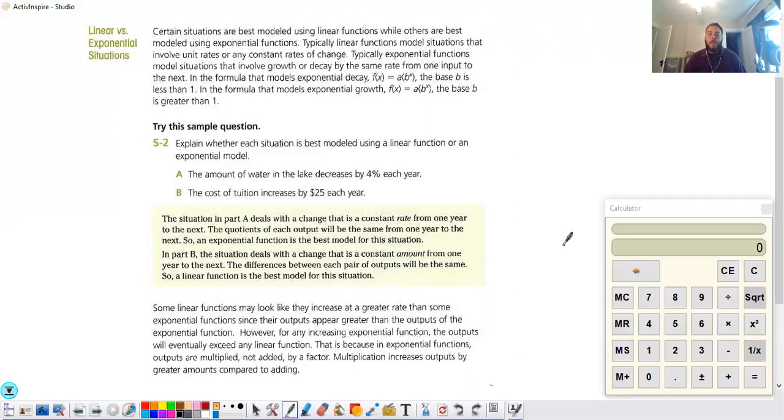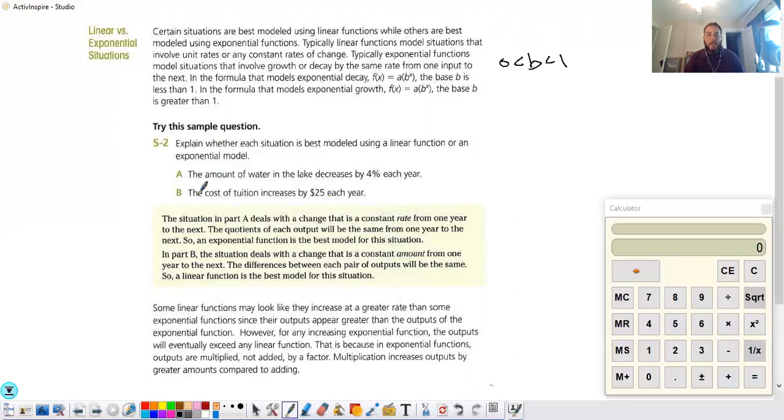In the formula that models exponential decay, f of x equals a b to the x, the base is less than 1. So when we're looking at decay, right, our b is going to be between 0 and 1. In the formula that models growth, f of x equals a b to the x, the base is greater than 1. So we're looking for 2, 3, 1.5. That would show growth. So explain whether each situation is best modeled using a linear function or an exponential model.